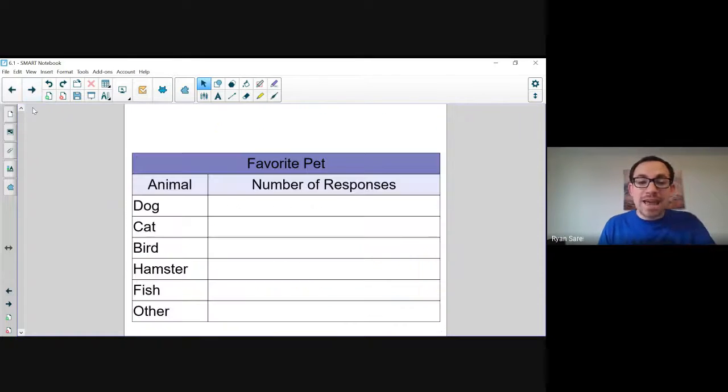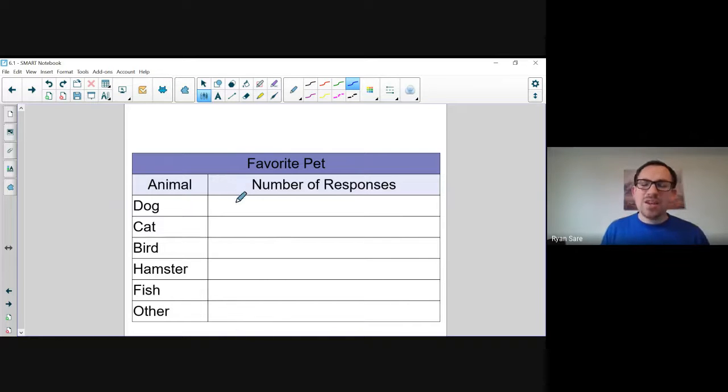So first I need to gather that data. I need to get it. So let's say that I wanted to know your guys' favorite pets. Man, I wish we were in the classroom. I love doing these spontaneous surveys when we're learning about data, but I can't do it. There are ways that I can do it online. Maybe we'll do a data project of some sort. I would just ask people.